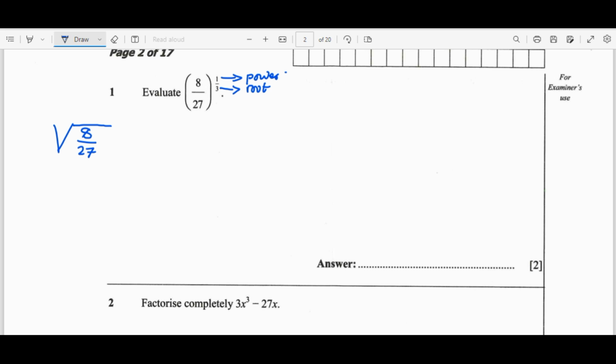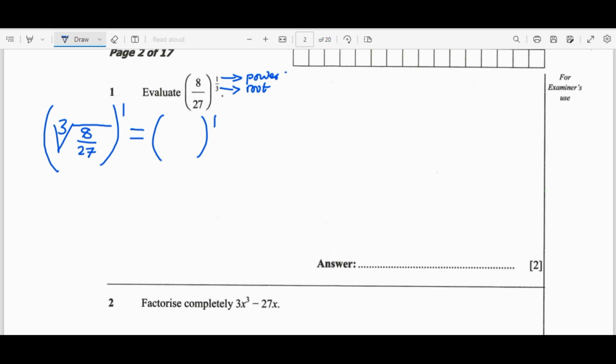Now, since the root is 3, it simply means we need to find the third root of 8 and 27 raised to the power 1. So that's the format. You write the base under the square root. Then on the root, you put the number representing your root. In our case, it's the third root. Now, we need to find the number that we can multiply by itself 3 times to give us 8.